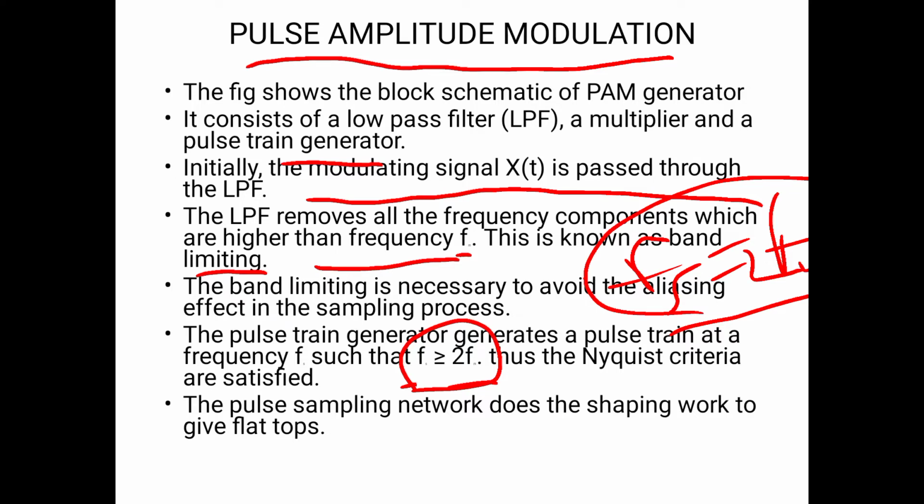The pulse sampling network does the shaping work to give flat tops. Here we are generating the pulse amplitude modulation. If we perform the pulse amplitude modulation, first we get the pulse amplitude modulated wave without flat tops. After it is applied as the input of the pulse shaping network, we get flat topped pulse amplitude modulation.